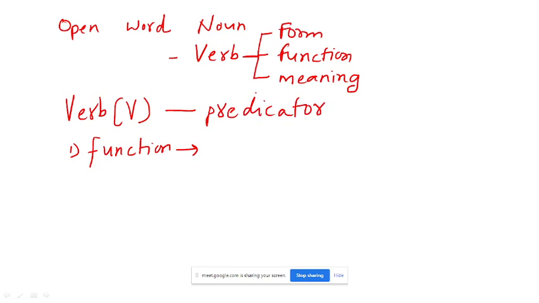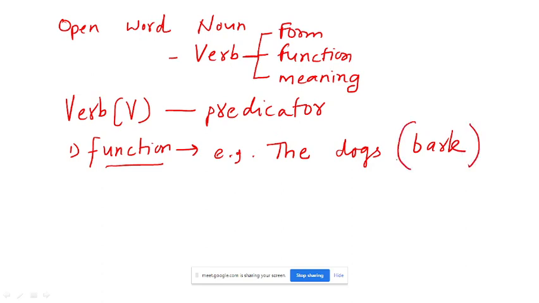So we'll try these things in detail. Now take for example, the dogs bark. So this is a sentence, the dogs bark, and you know that this is a verb and this is a noun phrase because its head is a noun.